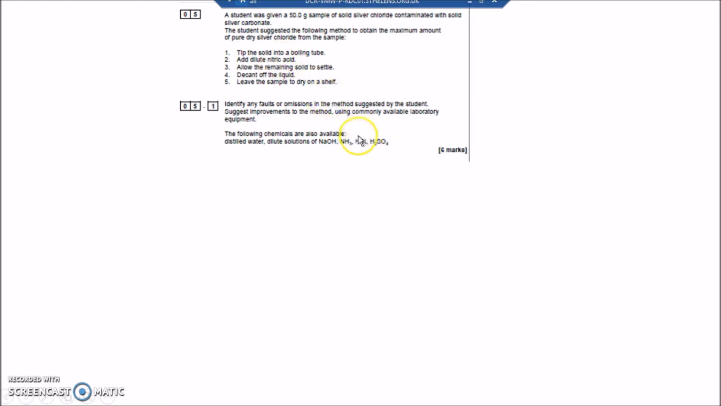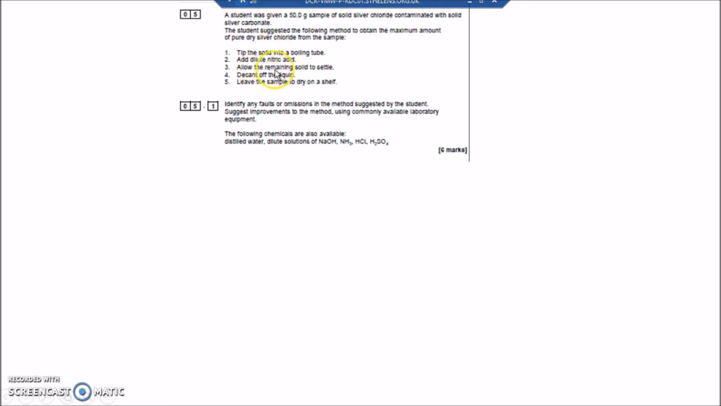I've got hydrochloric acid available there. I'd use an excess until all the bubbles of carbon dioxide have been made, and then you know that all the silver carbonate's been used up. You haven't got that as an impurity at the end, and you've maximized the amount of silver chloride that you've made.